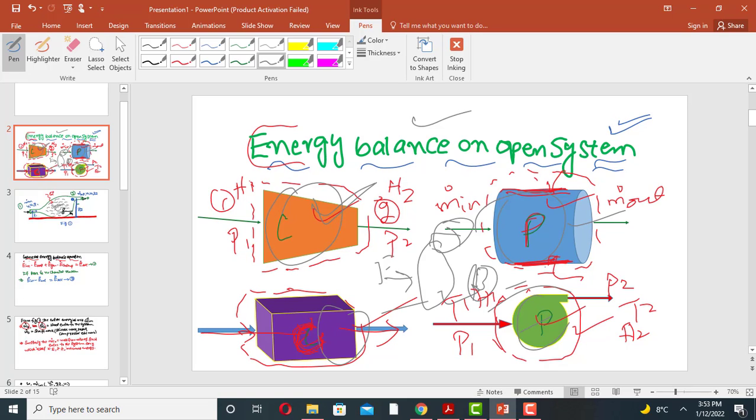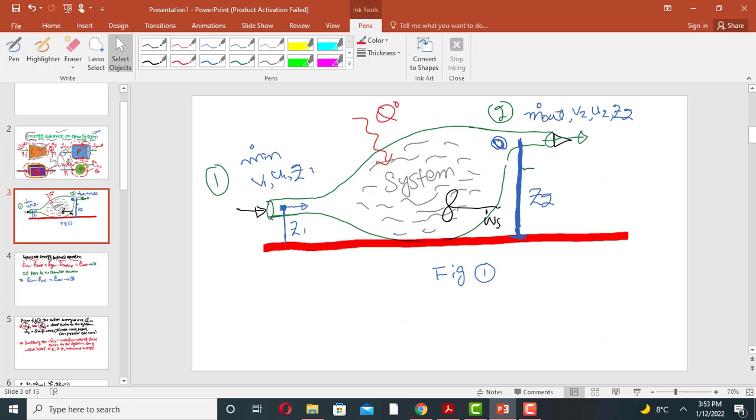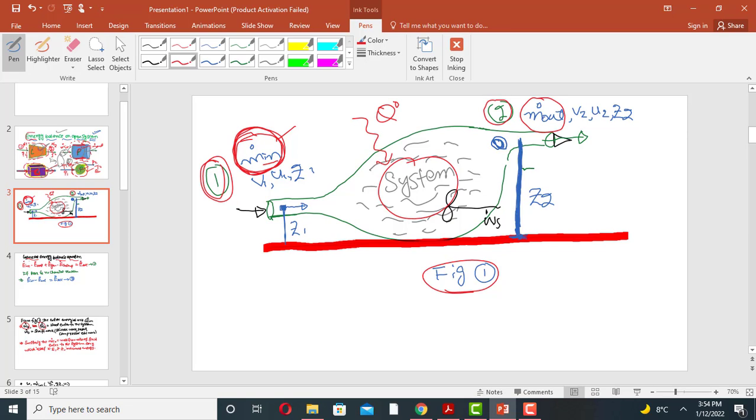So let's derive first of all the energy balance equation. This is a control volume. Figure number 1 is about the control volume. This is a system. The mass flow rate of the fluid which enters the system at point number 1 is m dot in. Similarly, the mass flow rate of fluid which leaves the system at point number 2 is m dot out.